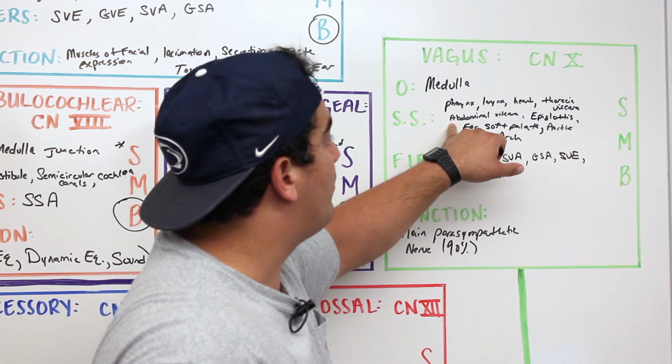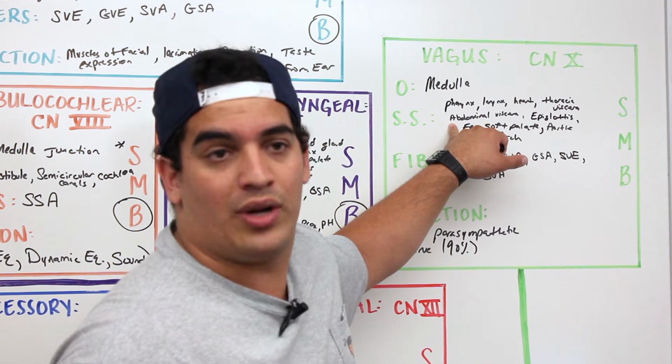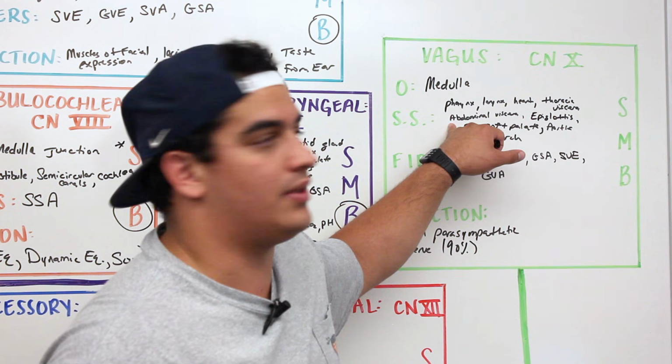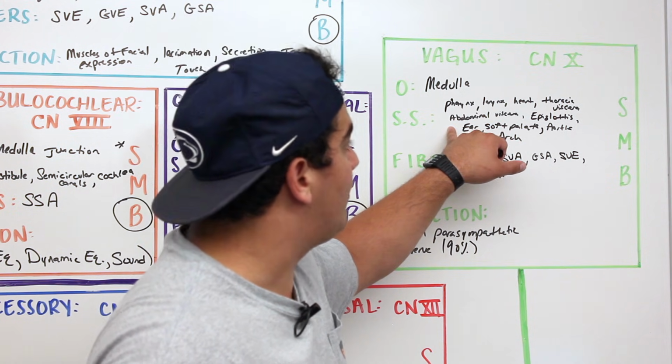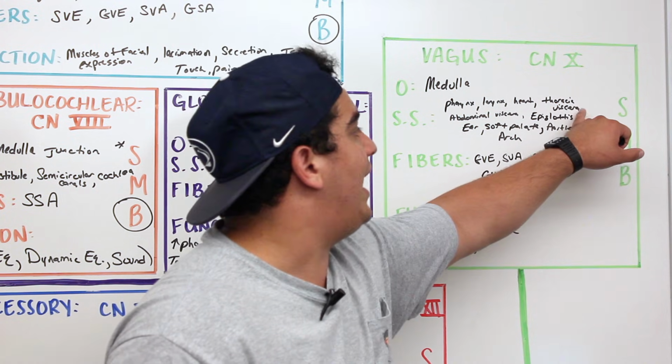It can go to the abdominal viscera, which are going to supply the esophagus for contractions. It can cause the stomach to contract, the intestines to contract. It can cause secretion of the stomach, secretions of the intestinal substances. It can affect the liver. It can affect the pancreas. So many different areas, the gallbladder. It can pick up taste from the epiglottis.